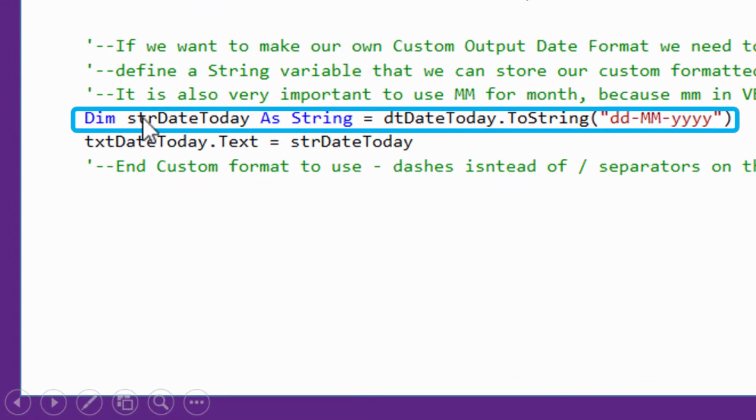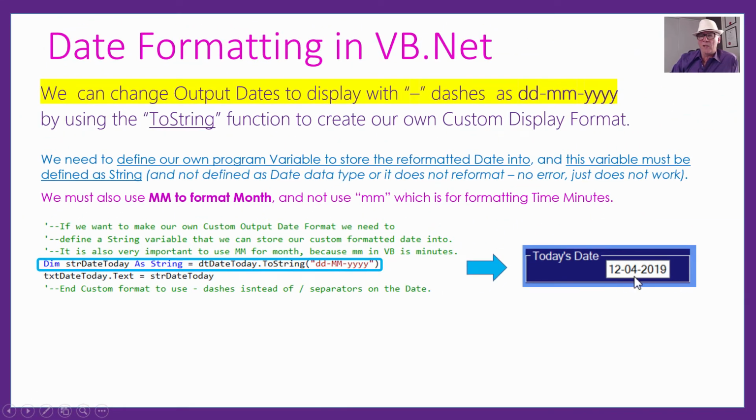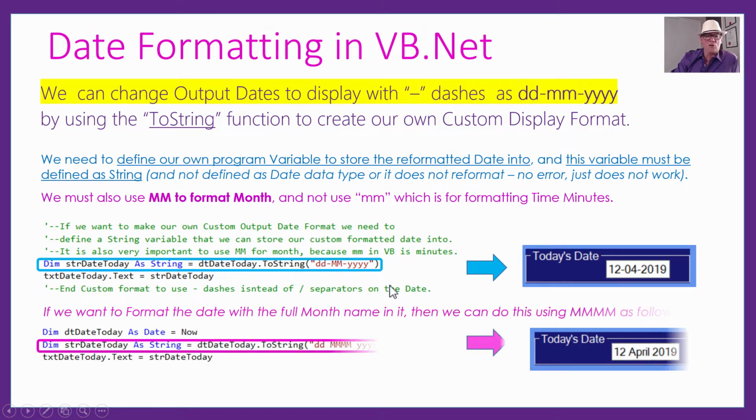So if we take our today's date, that we've got, that dt date today, which we got by using the equals now function. If you want to turn that into having hyphens in between it and show it on the form, or dashes, you have to dimension a string variable. So we dimension str date today as string, and we set that equal to the dt date today, which was in date format, and do a .to string on it to convert it into a string. And we want it to show the days as 2-digit days, then a hyphen, a dash, then the months, then a dash, then 4 characters for the year. So that will give us the dash format instead of the slash format. So that's our own custom to-string format.